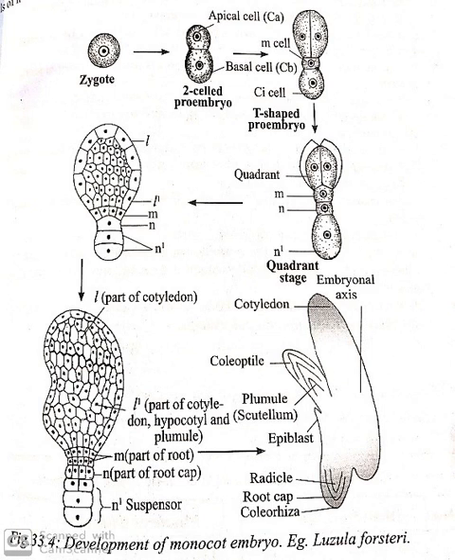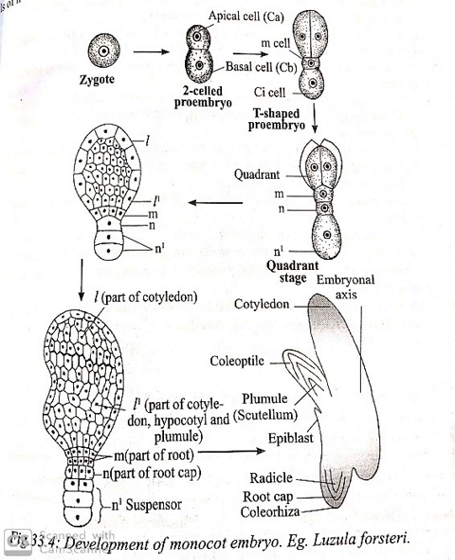The first step is the zygote enlarges in size and undergoes a transverse division to produce two unequal cells. The small micropylar cell is called the apical cell. You can mention Ca. And the large chalazal cell is called the basal cell. That is, you may mention Cb. These two-cell stages are known as the two-celled proembryo stage.